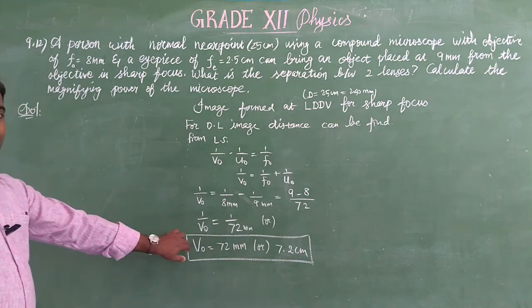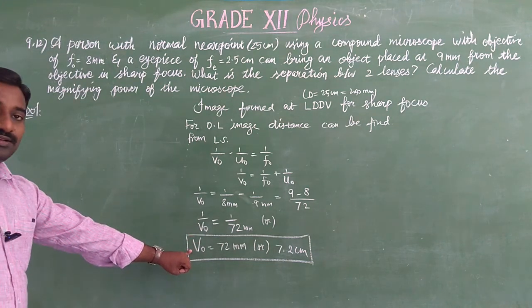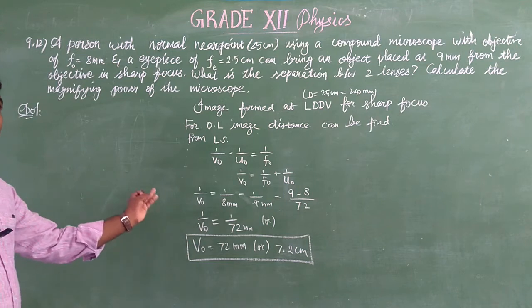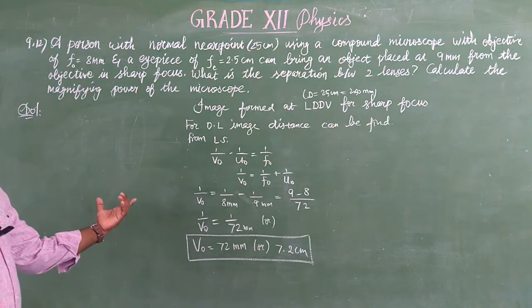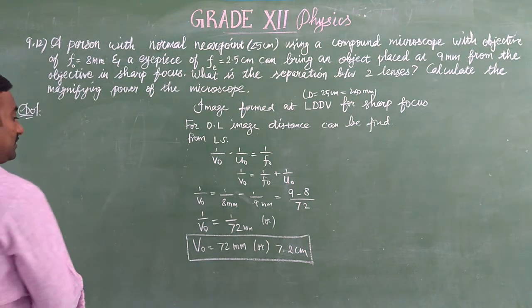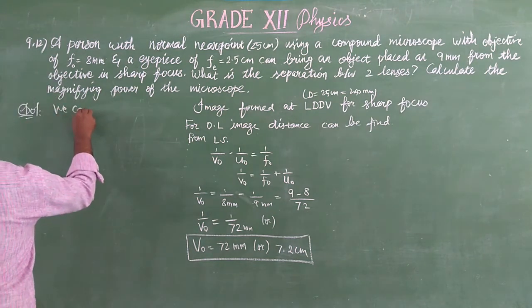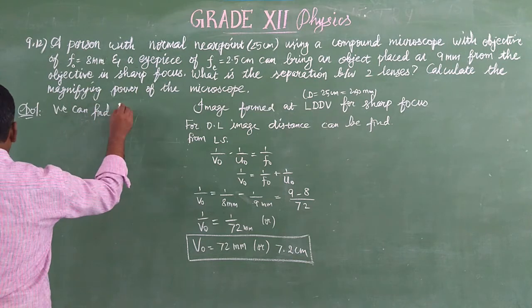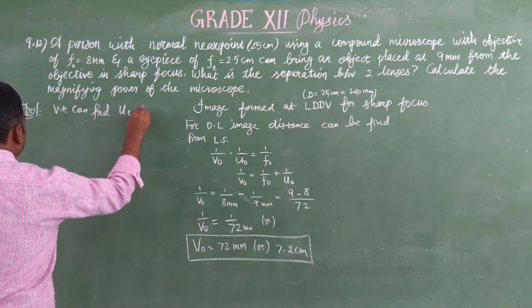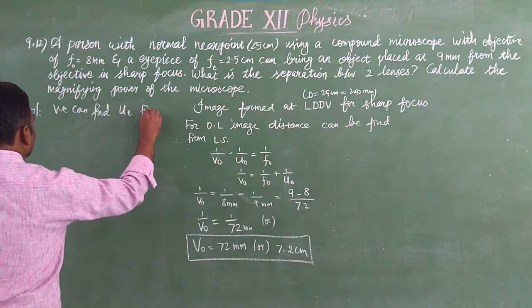So are you clear? We found one thing, that is the image distance for the objective lens. Now we are going to find the object distance for the eye lens. So we'll keep the value separately, so we can find the object distance of the eye lens.